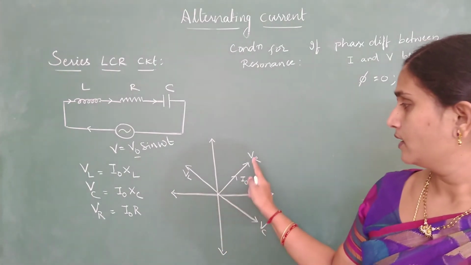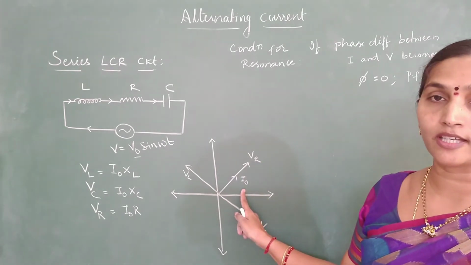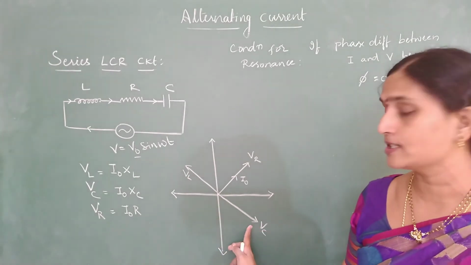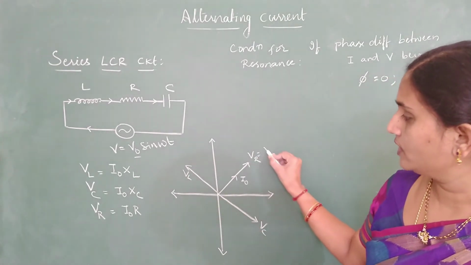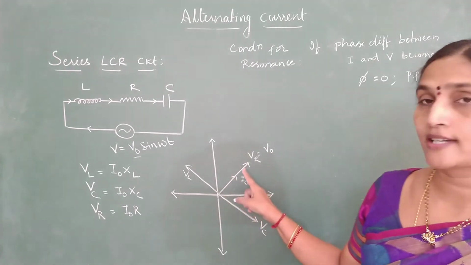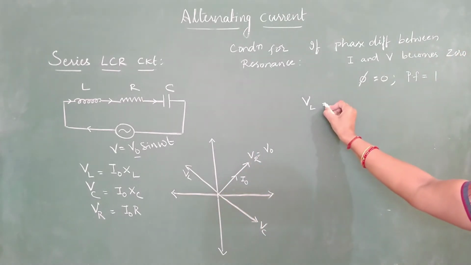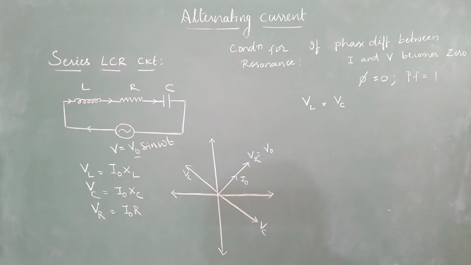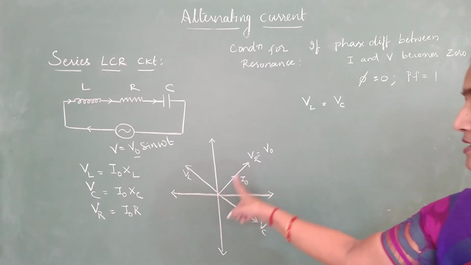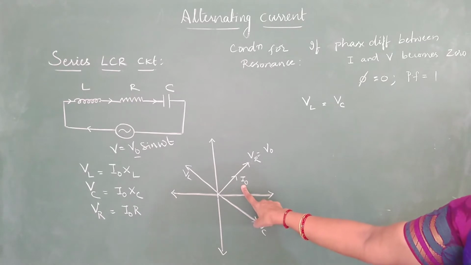We have proved that voltage and current will overlap with each other when VL becomes equal to VC. Hope you remember, when VL and VC become equal, the resultant V naught will be overlapping with the current. Then we have got this as the condition for resonance. So what is the voltage condition for resonance? VL should become equal to VC. If these two vectors cancel out, VR becomes equal to V naught, which is overlapping with the current. So the phase difference between V naught and I naught has become equal to 0.